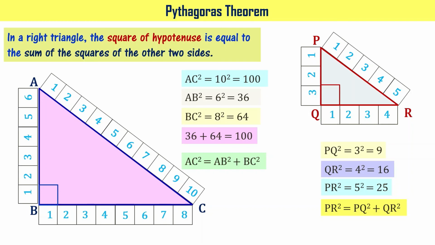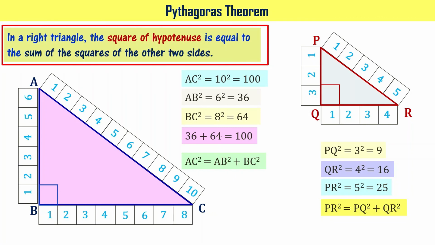So we can now say that we understand the Pythagoras theorem, which is stated as: in a right triangle, the square of the hypotenuse is equal to the sum of the squares of the other two sides. Please note this theorem.